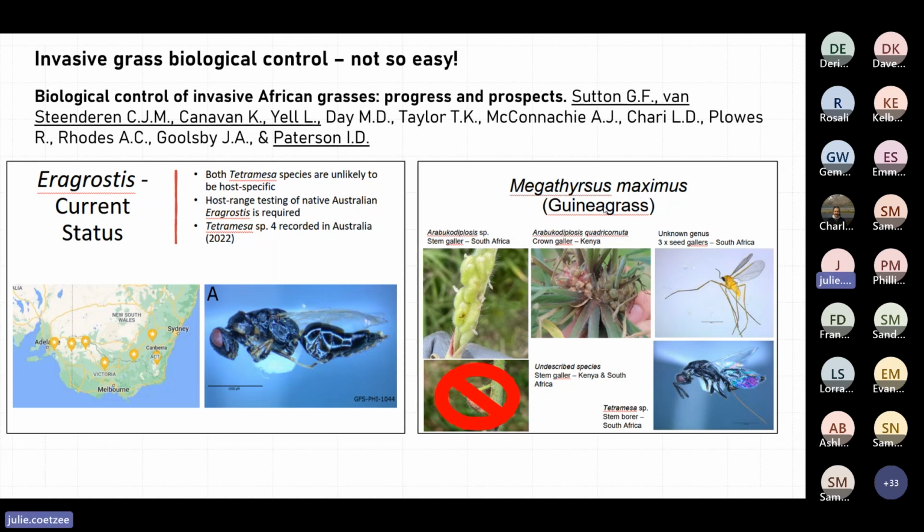Guinea grass, Megathyrsus maximus, which used to be Panicum maximum, also has a potential suite of biocontrol agents, some of them yet to even be identified. And so this whole grass biological control program is really moving forward and building up our knowledge of phytophagous insects associated with grasses. And the beauty of this is that we can do it in the field, and our colleagues from elsewhere don't have to import these agents into quarantine.